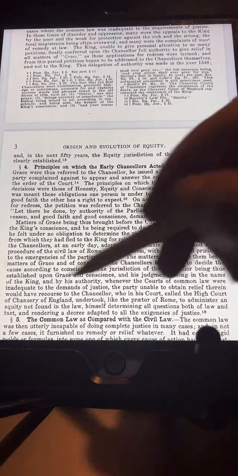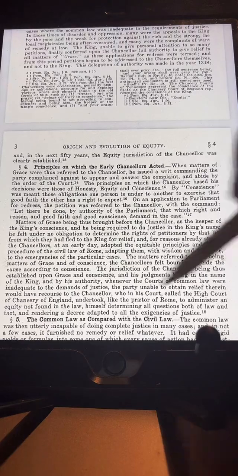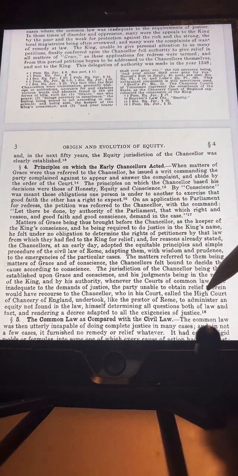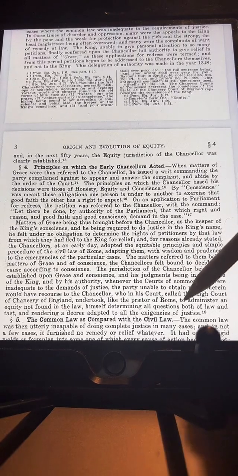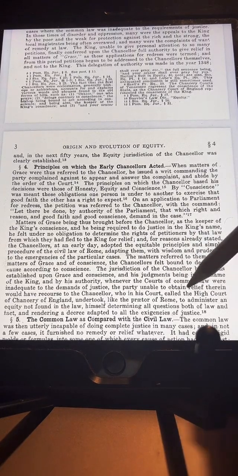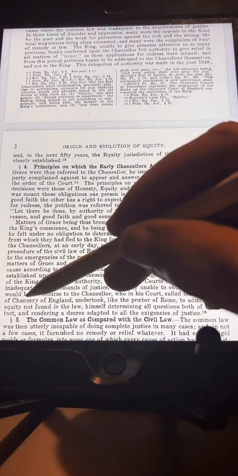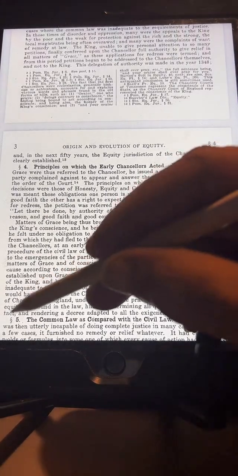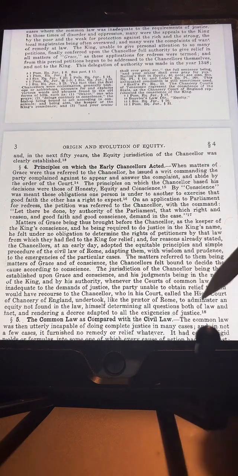Whenever the courts of common law were inadequate to the demands of justice, the party unable to obtain relief therein would have recourse to the chancellor, who in his court, called the High Court of Chancery of England, undertook, like the Praetor of Rome, to administer, right? Administers, right? Isn't that what they call your so-called judges right now? The administers, right? Praetor of Rome, to administer an equity not found in law, himself determining all questions both of law and of fact, and rendering a decree adapted to all the exigencies of justice.